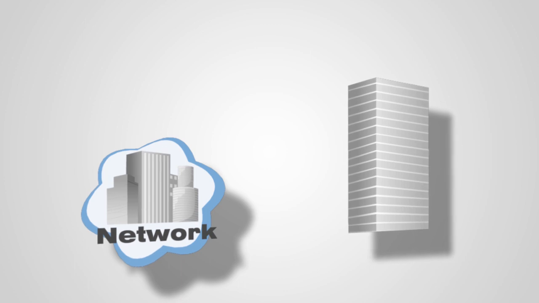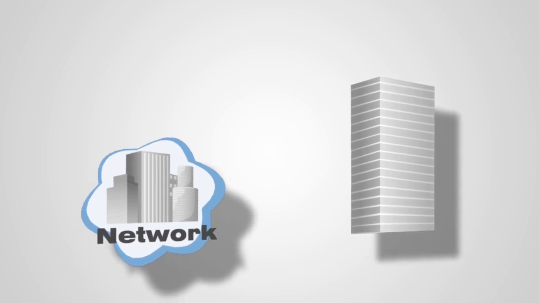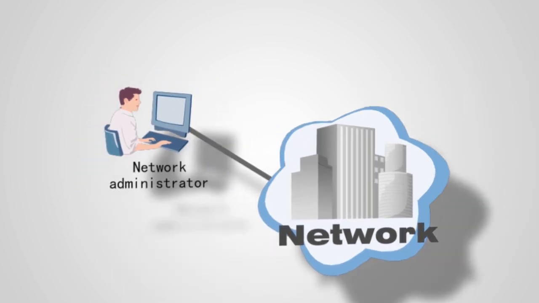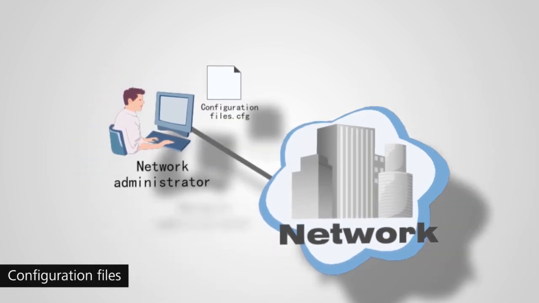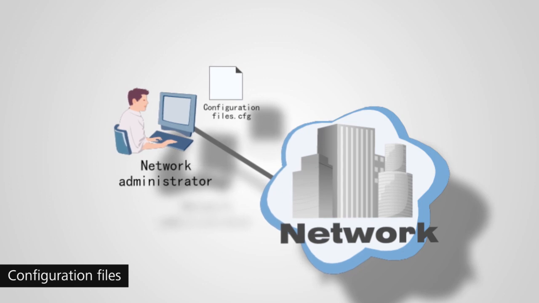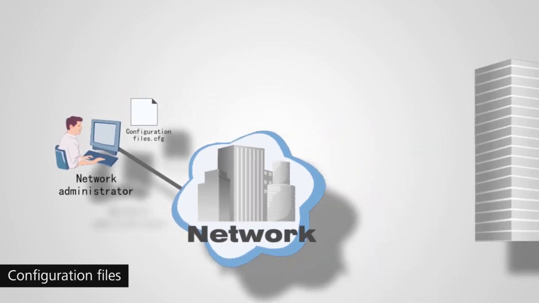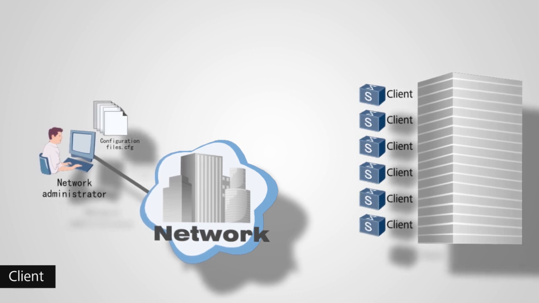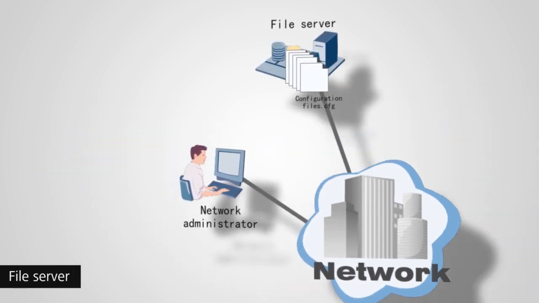The new office network needs to be deployed and connected to the campus network. The first job for the network administrator is to plan the network and create configuration files for new devices on a local computer. Using the EasyDeploy solution, the devices to be configured are also called clients. Then the administrator needs to upload the files for the clients to a file server.